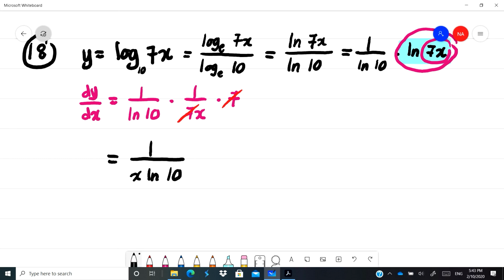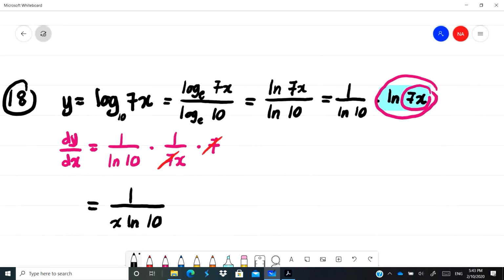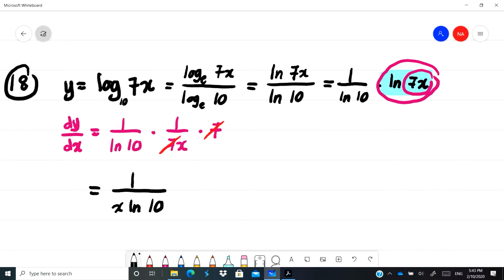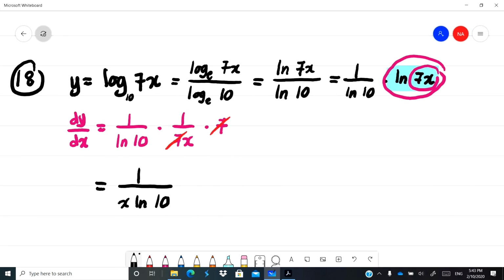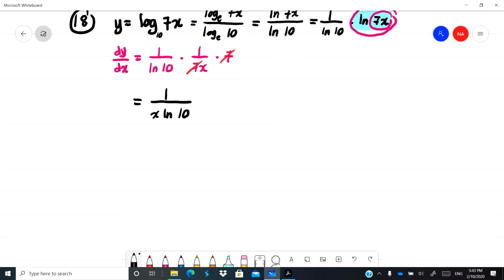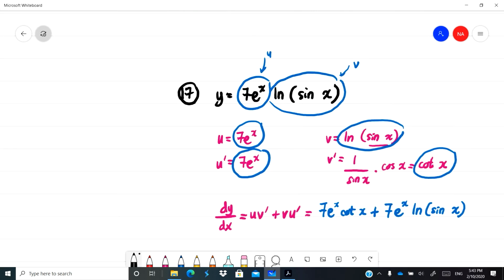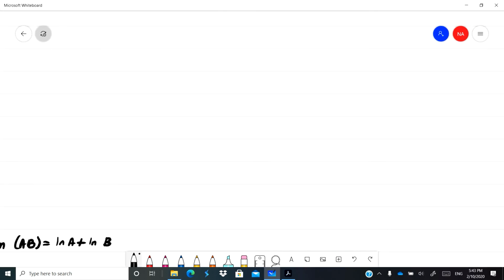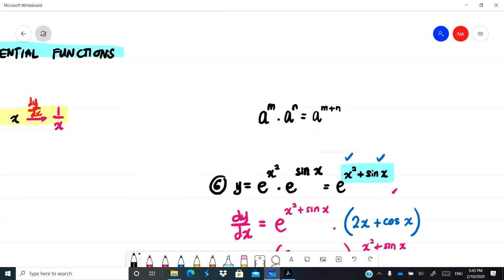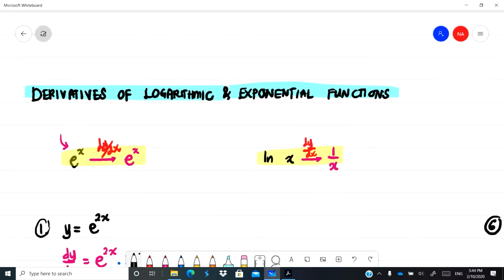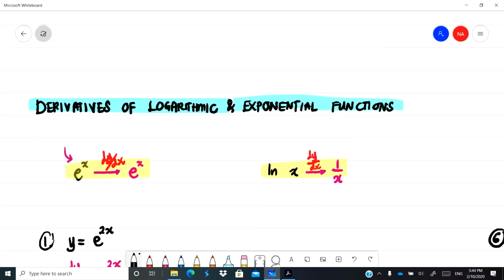So this is how you do it. It's quite unique here, and you try to figure it out by changing the base of the logarithm. So that's basically the different derivatives of logarithmic and also exponential functions. Bear in mind that these two together with the trigonometric functions will be used quite a lot inside the implicit functions in the next video.